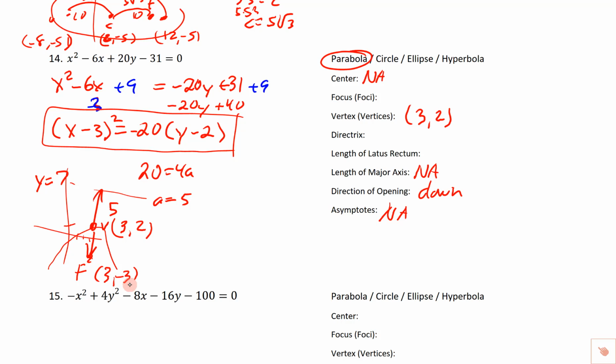So let's go ahead and write those down. The focus is going to be at 3, negative 3, which makes sense because if we were at 2 for the vertex and we went down 5, that would get us to negative 3. And the directrix is going to come up here. It's going to be a horizontal line, so that's going to be y equals 7. And then the length of the latus rectum, again, we don't have to graph this or anything. It literally is just this number right here. So the length of the latus rectum is 20. Okay, so I think we got all the information on that one.